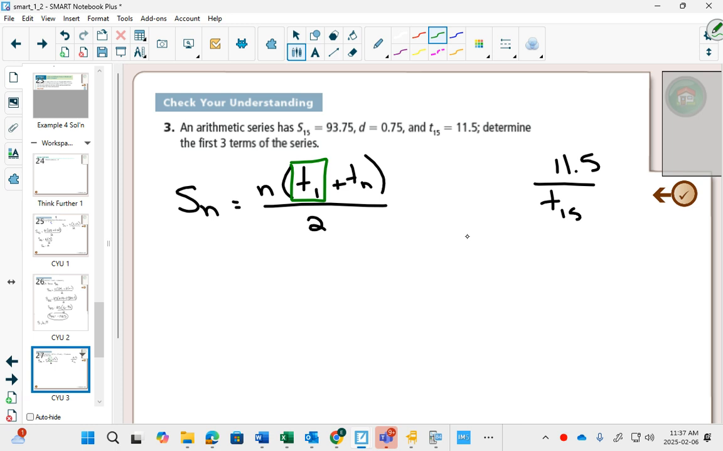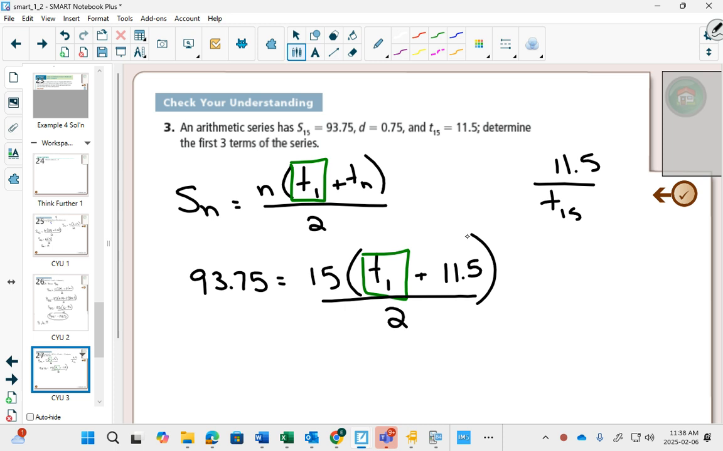In that formula, do you know everything else? Do we know the sum of the first 15? Yes. Do we know n? Well, if we're doing 15, then n is 15. Do we know term 15? Yes. So I have everything in this formula. I can plug in, instead of Sn, 93.75, because that's the sum of the first 15. N is 15. I want to find term 1, right? That's what I want to find. I know term 15 was 11.5, and that's all divided by 2.